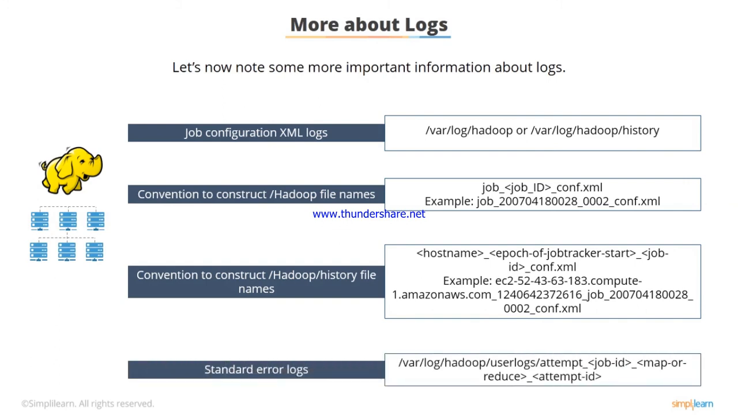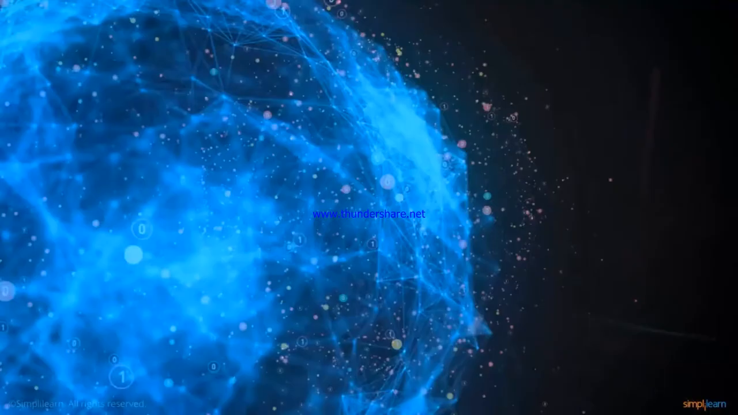The standard error logs are created by each task tracker and contain information about standard errors captured when a task attempt is run. These logs can be used for debugging. The standard error log file is created with a naming convention that includes the job ID and the attempt ID. Observe the screen to view the complete path to access an error log.